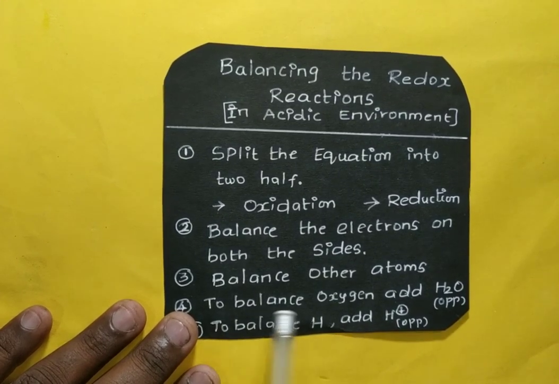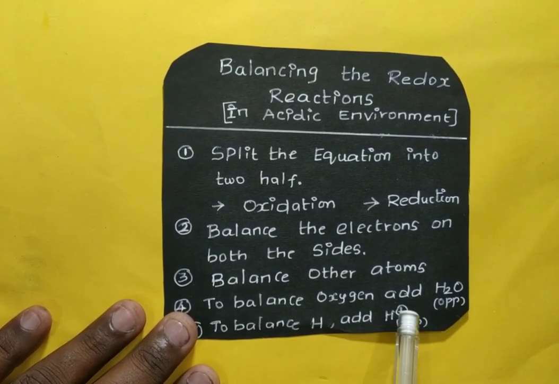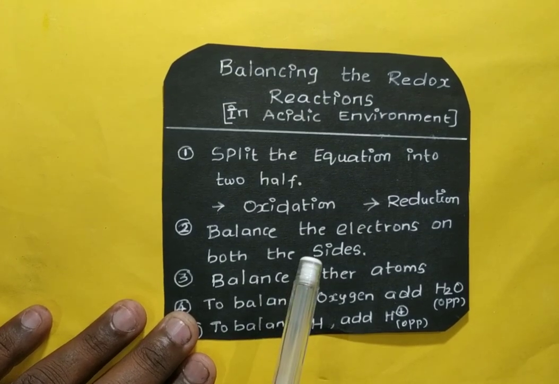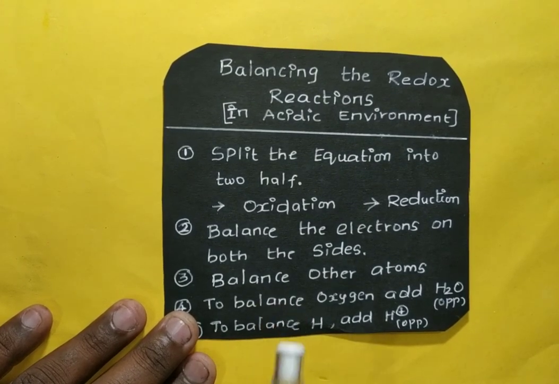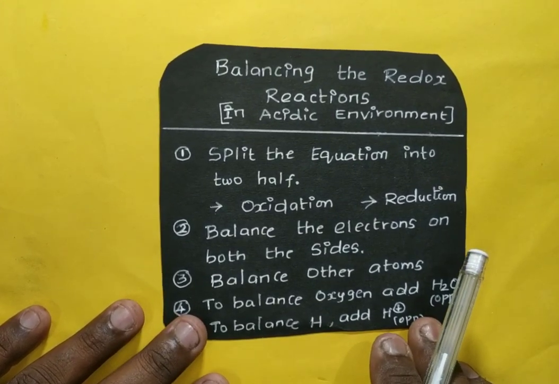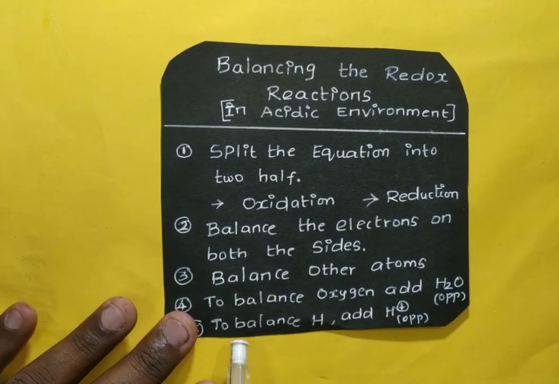If you want to balance the oxygen, you have to add an equal number of water molecules on the opposite side. Suppose in the reactant I have 4 oxygen atoms, then you have to add 4 water molecules on the product side. Let us discuss with an example, you will get a clear idea.